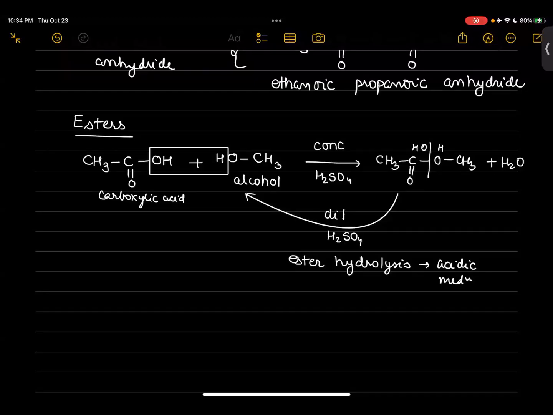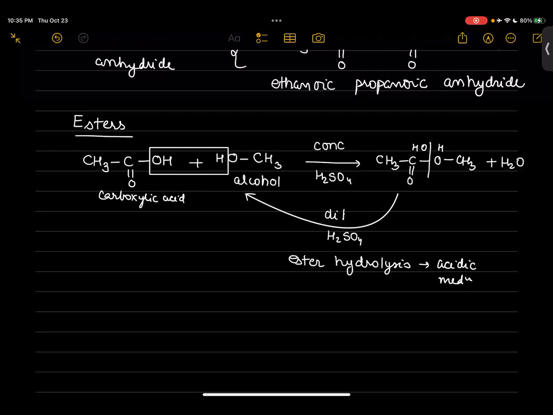Just hydrolysis of anhydrides gives you two carboxylic acid molecules, a carboxylic acid and a carboxylic acid. Got it? But if you hydrolyze esters, you get a carboxylic acid and a molecule of alcohol. Which alcohol? Not any alcohol. The alcohol which is there on that CO. You need to look at the structure of the ester very carefully.